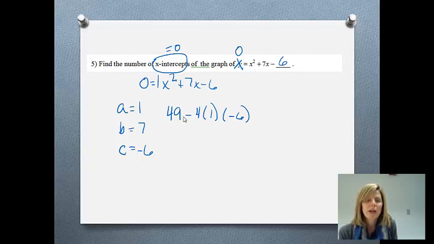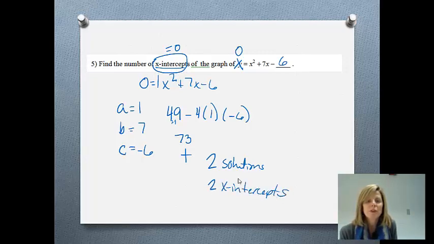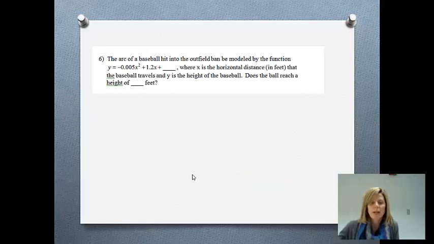And when I do that, I am going to get 73, I believe, and that turned out to be a positive answer. And since my answer is positive, we know that there are going to be 2 solutions. And in this specific case, it says find the number of x-intercepts, so there are 2 x-intercepts. That means that this graph is going to cross the x-axis 2 times.